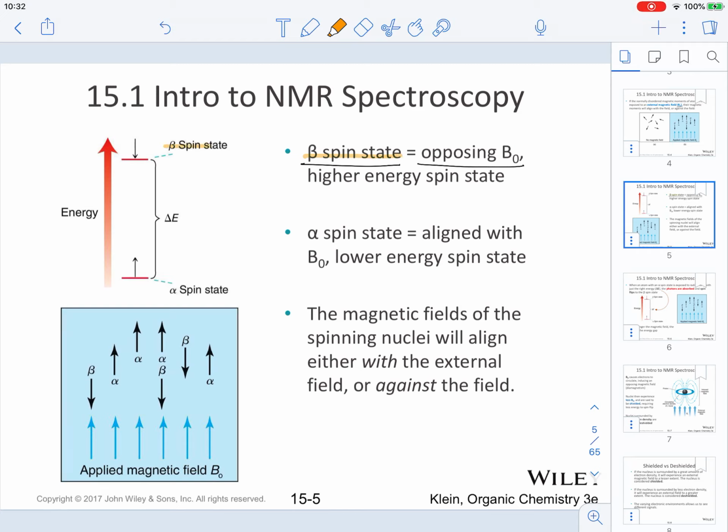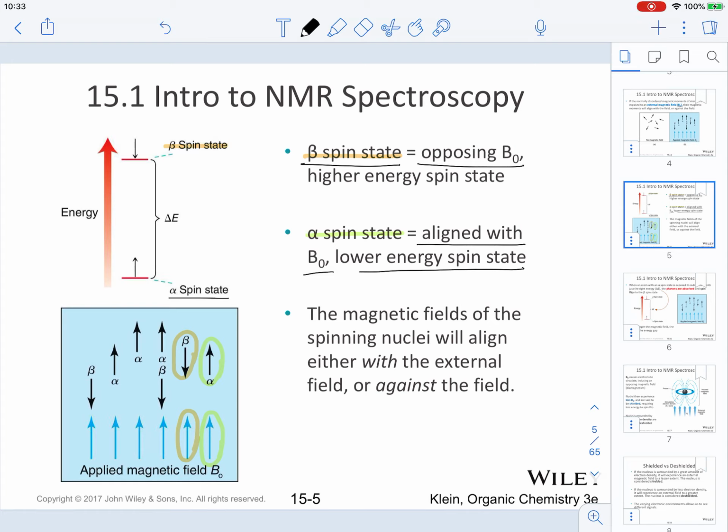As you can see, the figure at the top just illustrates the energy difference between the different spin states. The figure at the bottom illustrates how the beta spin state is against the applied magnetic field. Now, I'm going to highlight in green the alpha spin state, which, as you can see, is aligned in the same direction as the applied magnetic field, and is lower in energy.